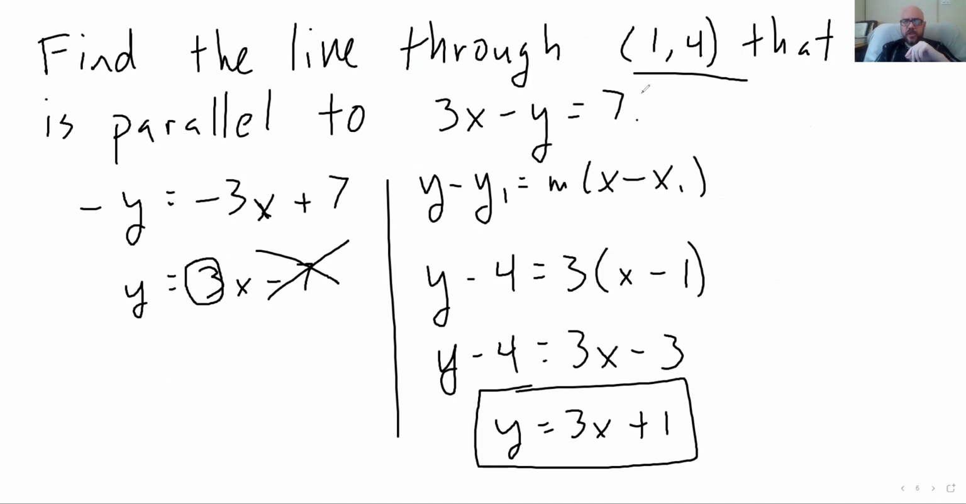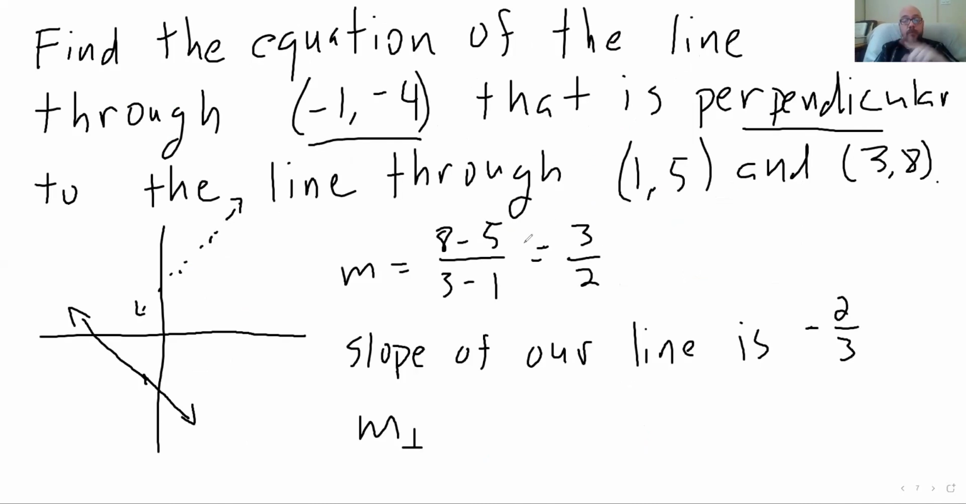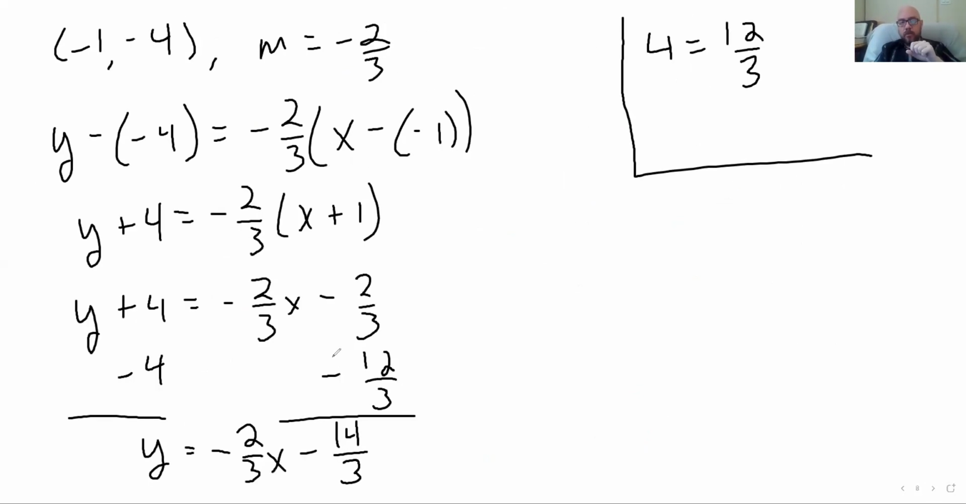Parallel question, not particularly hard, right? We find the slope of the line that we are parallel to, and then we plug everything into the point-slope formula and we're done. Perpendicular, harder. You find the slope of the line that we are perpendicular to, then flip that over and make it negative, then plug that all into the point-slope formula and simplify. And again, sometimes you get fractions.